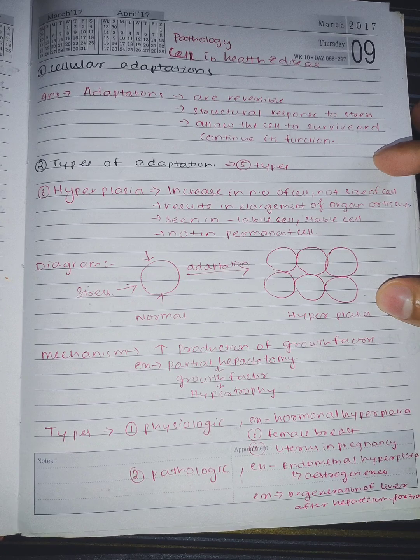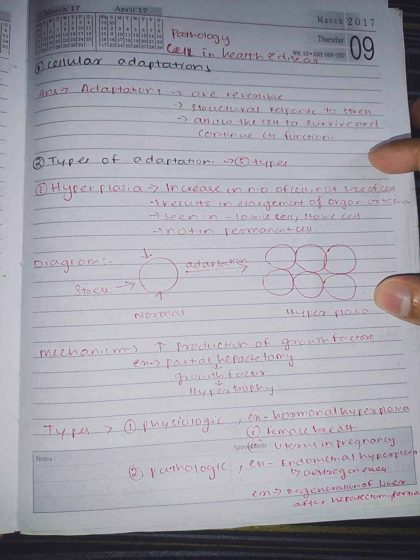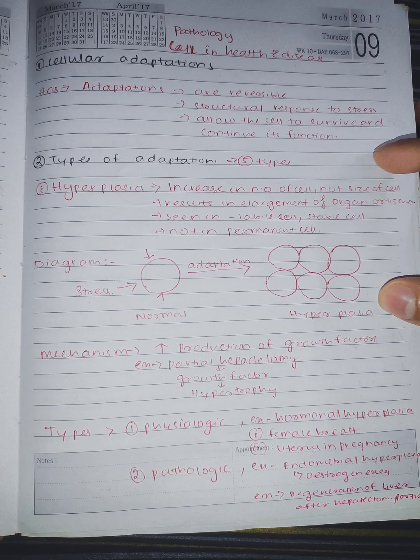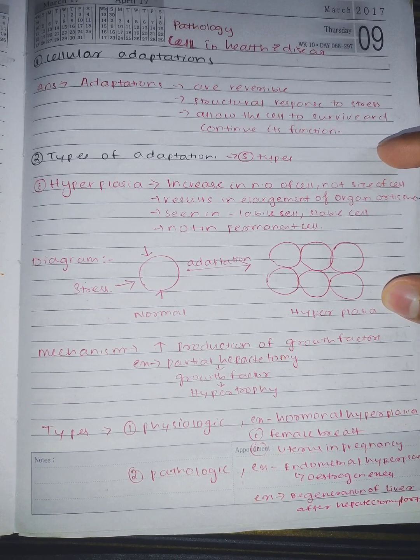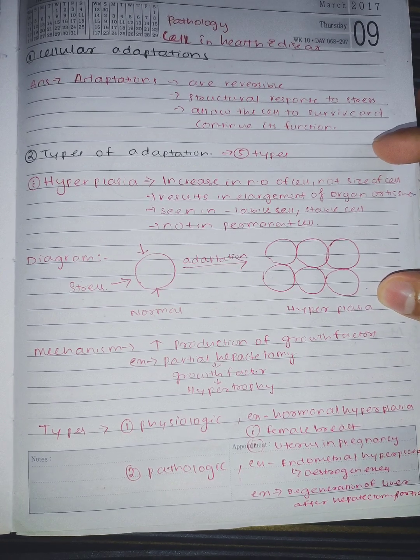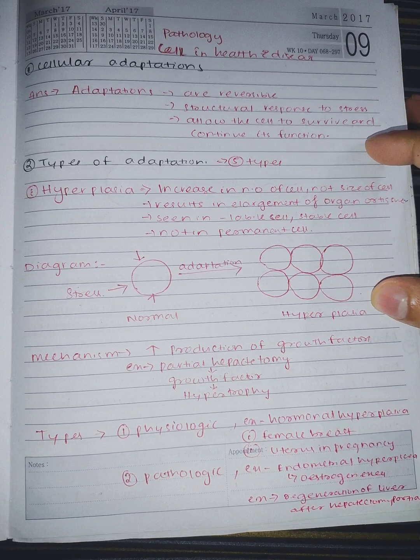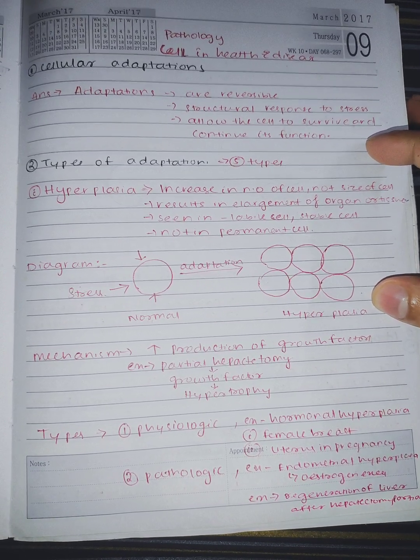First one is hyperplasia. Hyperplasia: hyper means growth, plasia means in number. Increase in number of cells leading to increase in size of the organ. It results in enlargement of organ or tissue. It is seen in labile and stable cells, not in permanent cells.